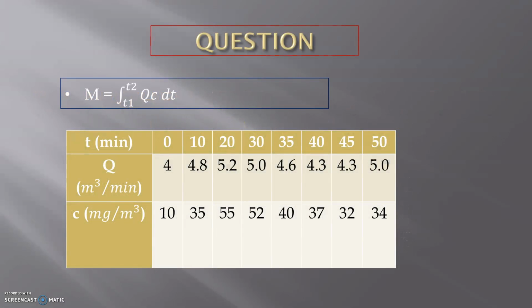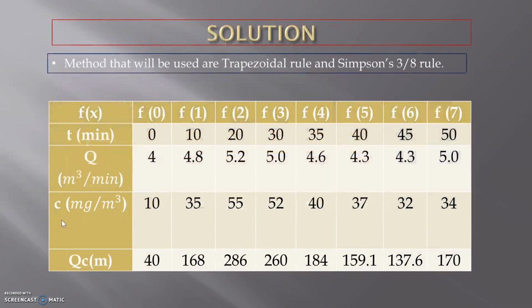For this problem, we were given tabulated data of mass movement at a reactor over time, with the formula m is equal to the integral of 2c dt with the limits of t2 and t1. Through the given data, both the trapezoidal and Simpson 3/8 rules were selected as the solution.